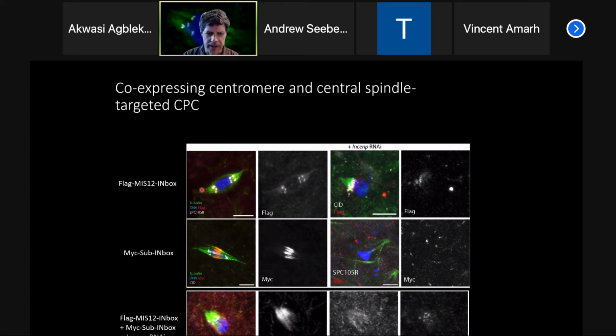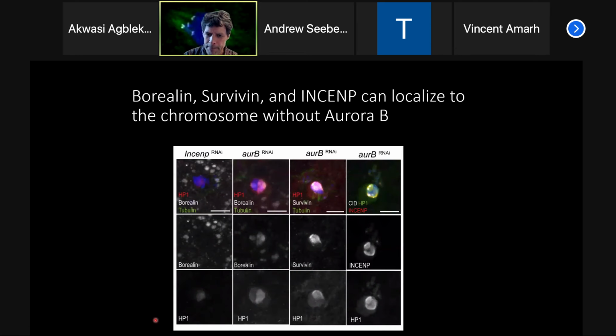So, like in these top two pictures in these controls over here, this is the bipolar spindle in the wild type. You're obviously not getting that, even though we're targeting the CPC to the two structures that we normally see it at. So this made us think that in order for the CPC to work, it has to be able to do both things at the same time, because each of these constructs here can only do one of the two things. We thought maybe together they would cooperate, but they don't. So instead, INCENP intrinsically has to be able to do both things at the same time.